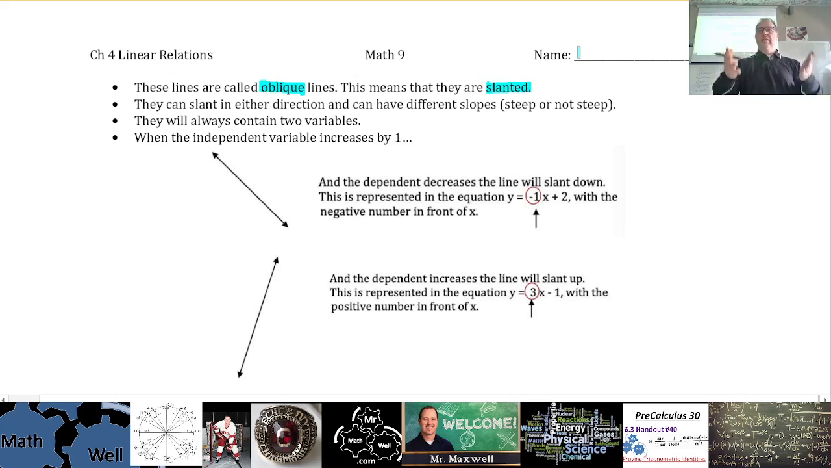So oblique is slanted. And actually, I don't know if you guys knew this, but in your body, you have muscles in your abs, right? You have muscles in your pecs and all over the place. But you also have muscles on the side of your torso here. Those are called your obliques because they're slanted.